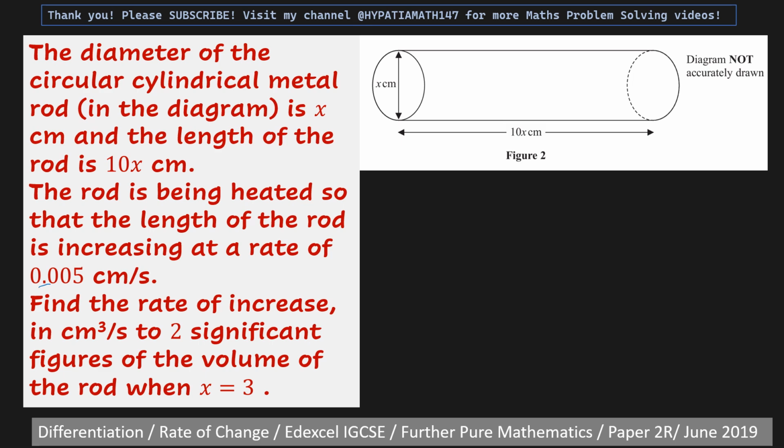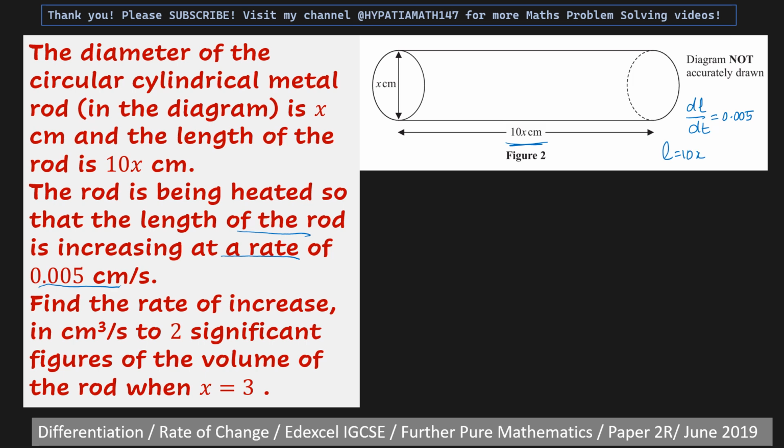So, well, let's look at what we've been given. I think that will give us a hint of how to proceed. We've been given the increasing length of the rod. So the length is this 10x, okay? So increasing length of the rod, they've given us dL/dt equal to 0.005. And we know L is 10x.